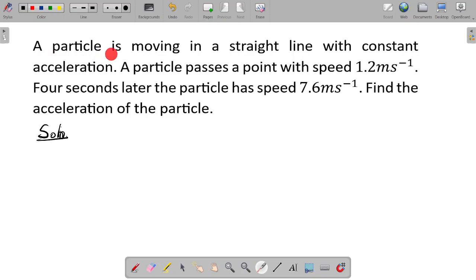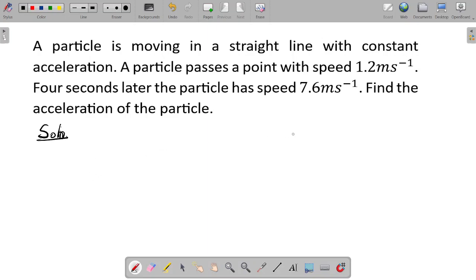A particle is moving in a straight line with a constant acceleration. A particle passes a point with speed 1.2 meters per second. 4 seconds later, the particle has speed 7.6 meters per second. Find the acceleration of the particle. Here, how to start?